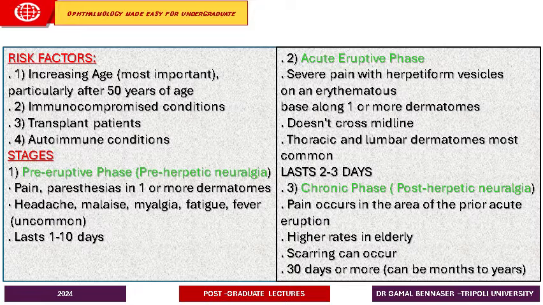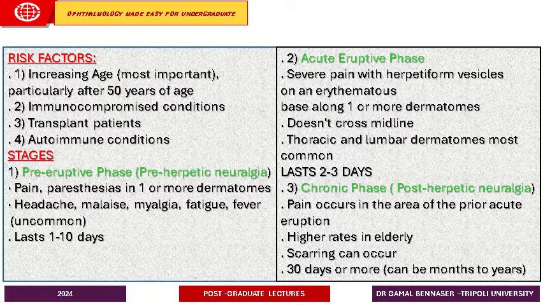Now, as we have said before, the risk factors are mainly related to age: the older the patient, the higher the risk. Immunocompromised people are more prone, as are people with transplantation and autoimmune diseases. Now, it's important to know the stages of skin involvement in herpes zoster so that you can plan your treatment, because the management of herpes zoster, including herpes zoster ophthalmicus, is based on early treatment. The earlier the treatment, the better the result and the prognosis.